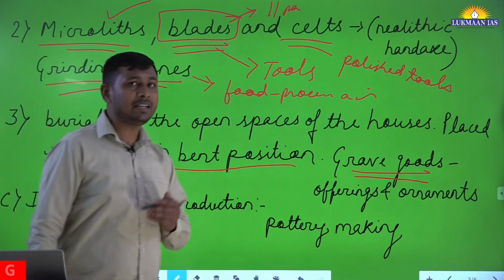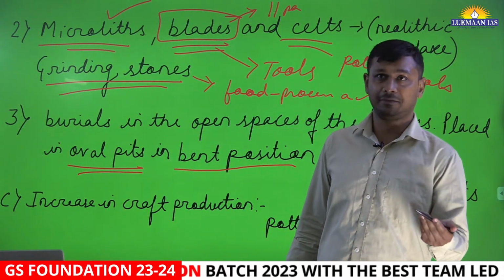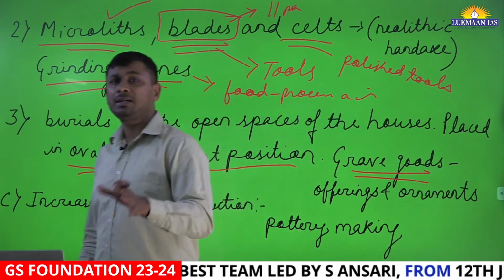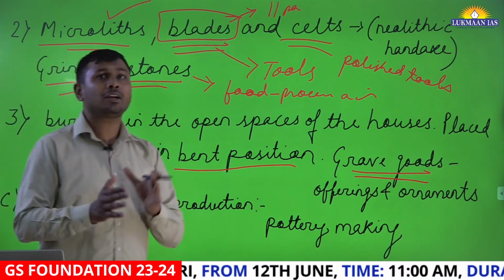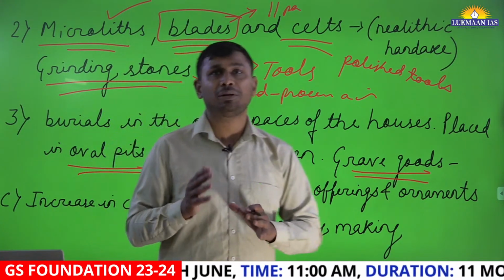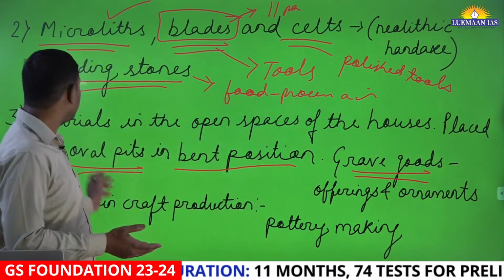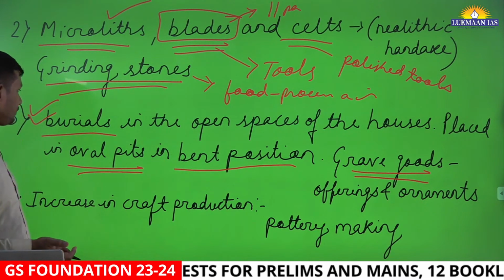What is this cultic belief? Basically a belief in afterlife. That even if the person has died, when he is in his grave, he will require something to survive, someone to serve, something to eat. So these are the things which are represented by these burial activities.